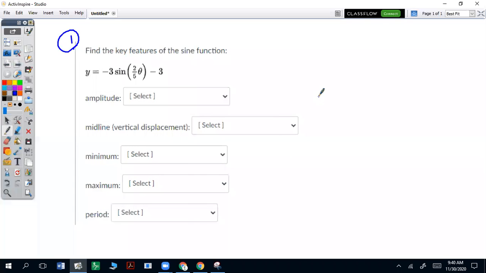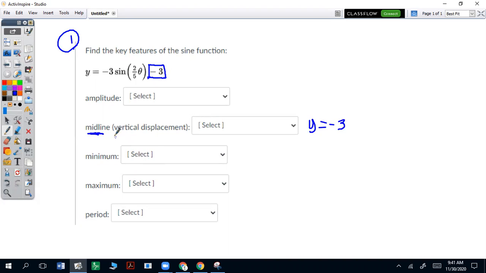So what you do is, I like to do the midline first. So the midline is always going to be the last number. You just say y equals -3. That's it. If it's being shifted down, it's going to be -3. If it's being shifted up, it's going to be +3.